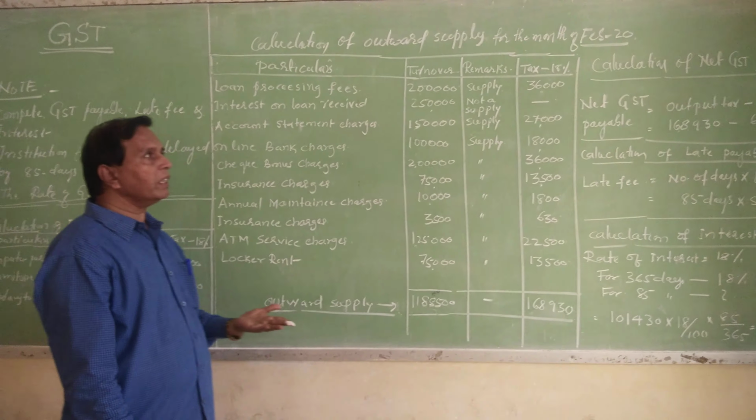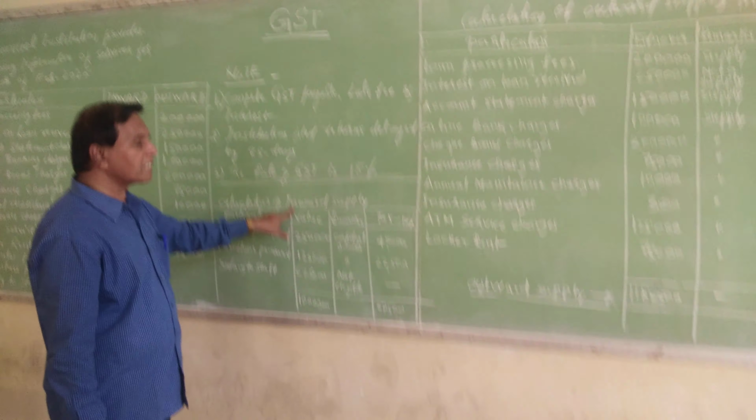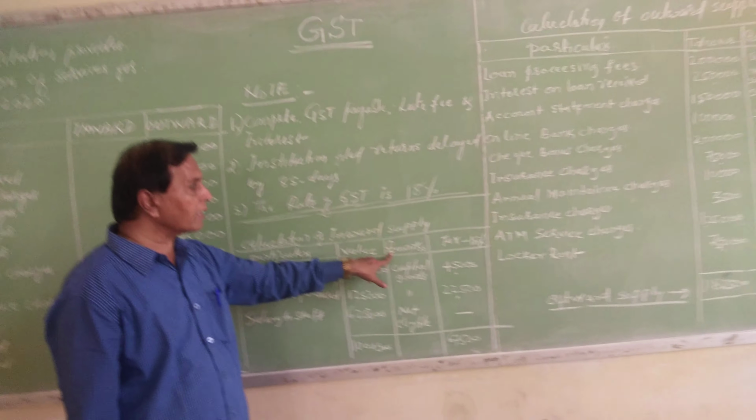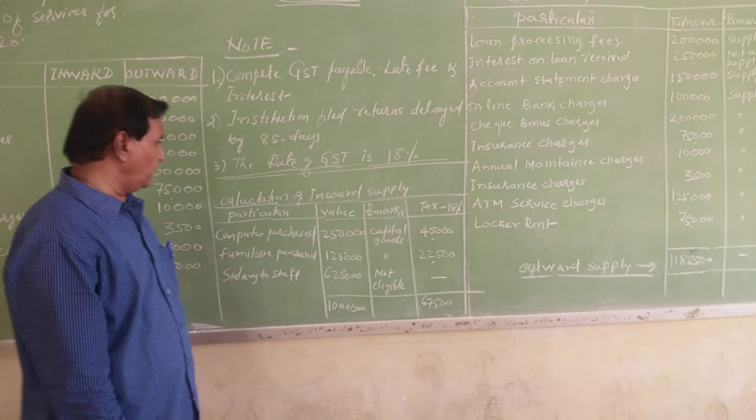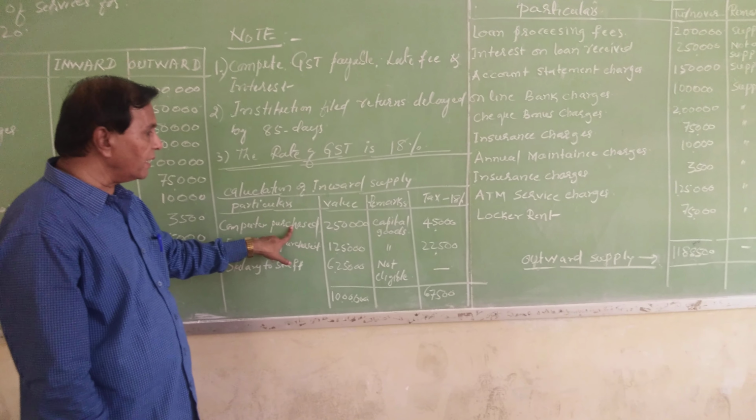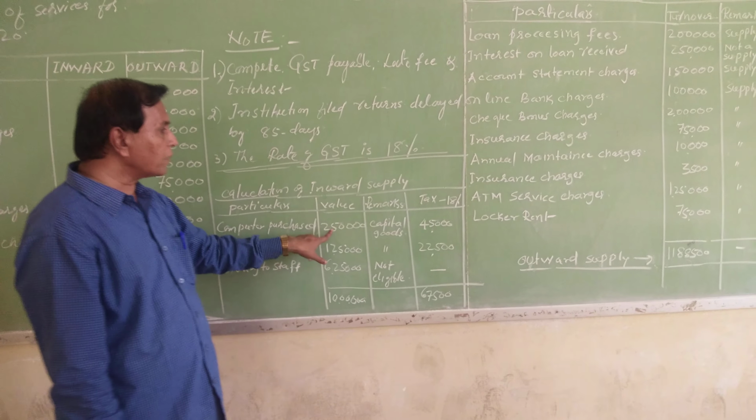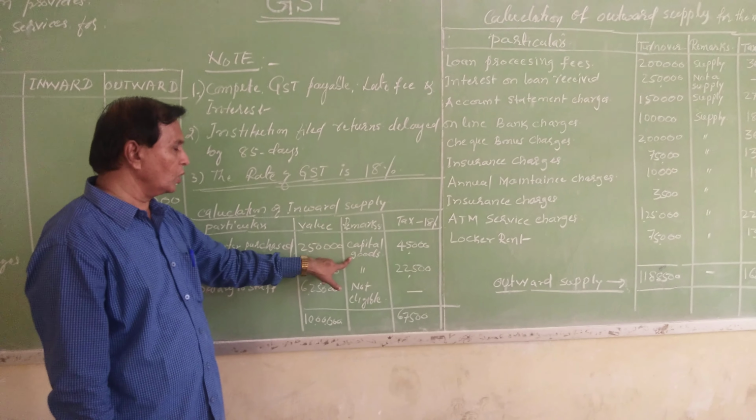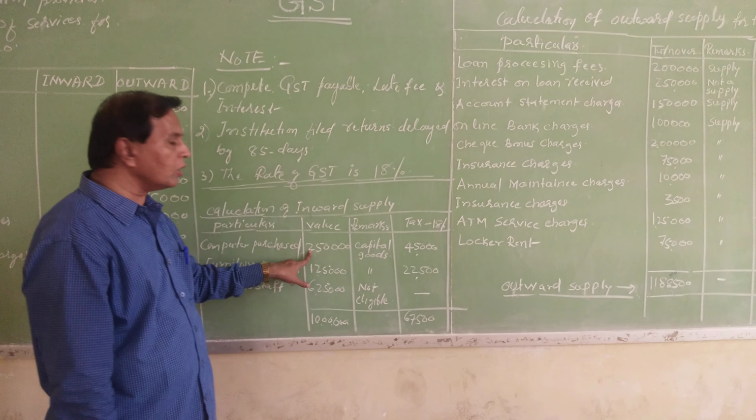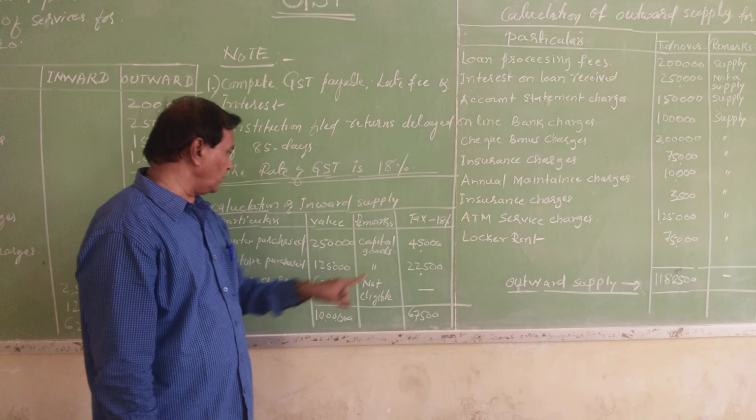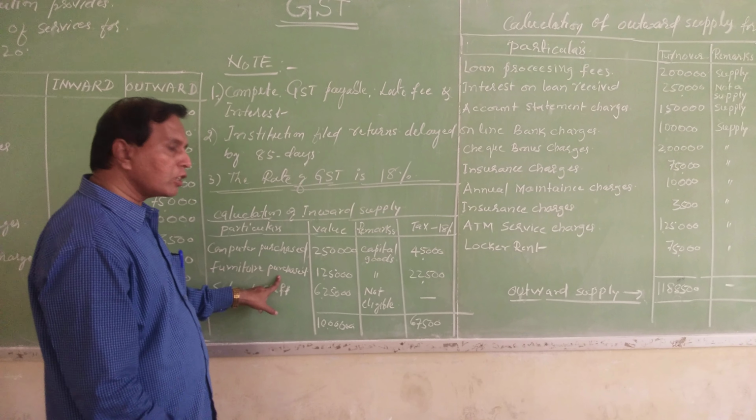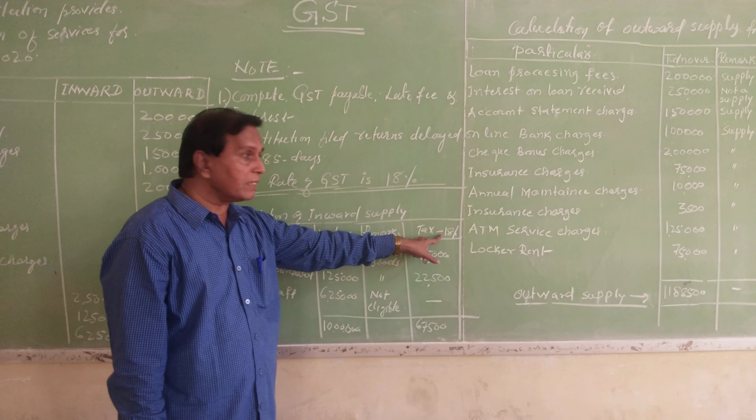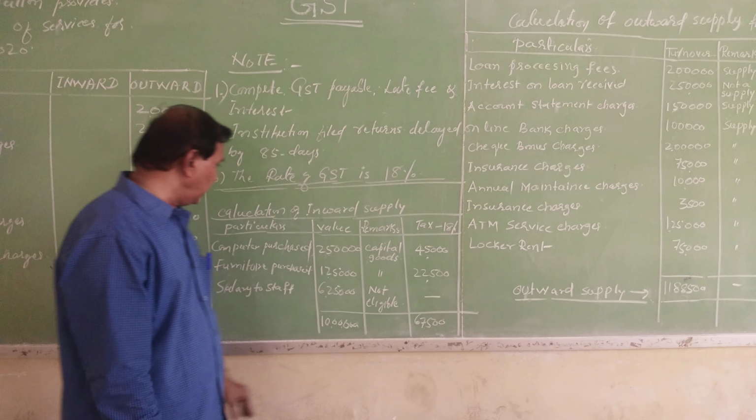And the second one is we have to compute the inward supply. Inward supply, particulars, value, tax at the rate of 18%. Computer purchased, inward means purchased, 2,50,000, it is known as capital assets or capital goods. So tax rate is 18% on 2,50,000, 45,000. Furniture purchased, it is also known as capital asset or capital goods, on 1,25,000, 18% is charged, 22,500.